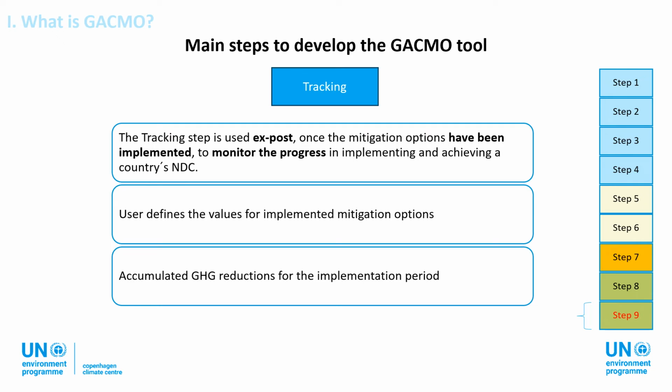The final spreadsheet in the GACMO tool is named Tracking. The Tracking step is used ex post, once the mitigation option has been implemented, to monitor the progress in implementing and achieving a country's NDC. The user has to provide the values of implemented mitigation options by years, and the GACMO tool is able to estimate the accumulated greenhouse gas emission reduction for the implementation period.